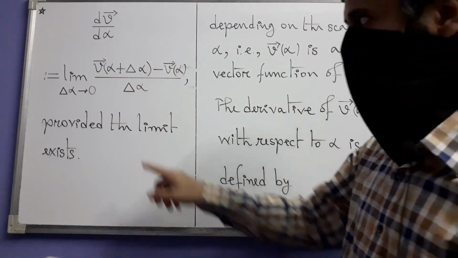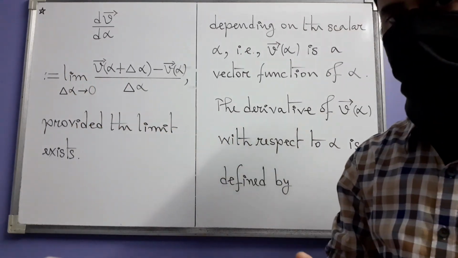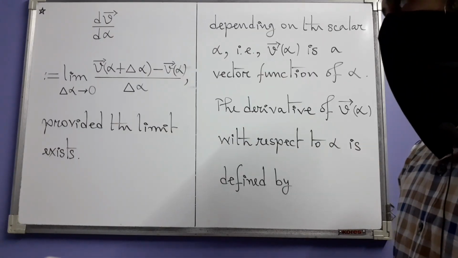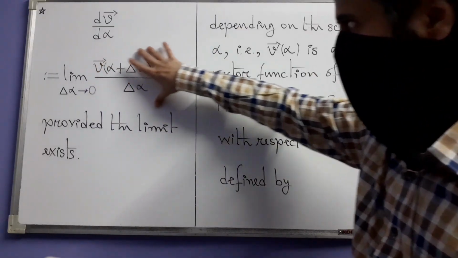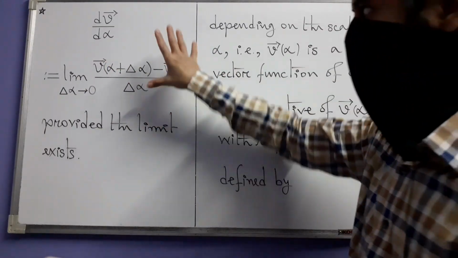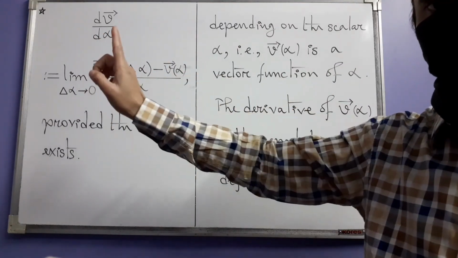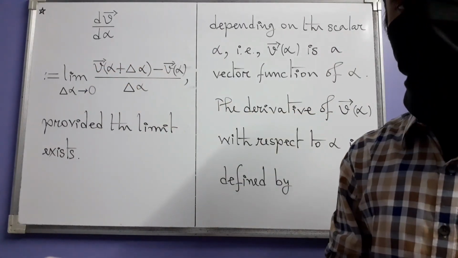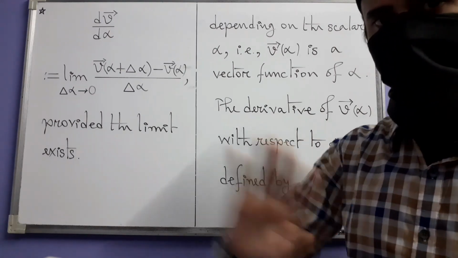Note one more thing, that because we are considering this limit, delta alpha is approaching 0 but it's never equal to 0. Okay, so as delta alpha changes, this vector also likely changes. That means this is a function of delta alpha. For a given chosen alpha, alpha does not change, but here delta alpha is changing and it's approaching 0 from both sides. Okay, this is a two-sided limit.